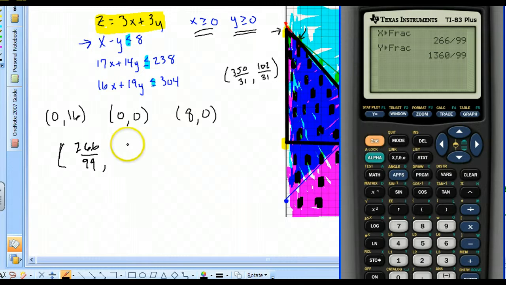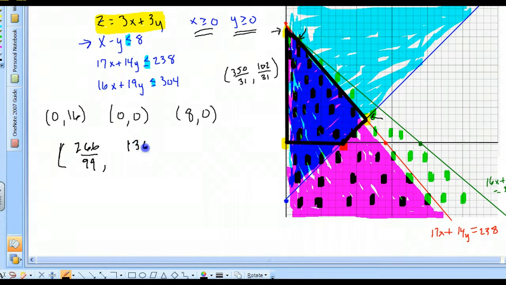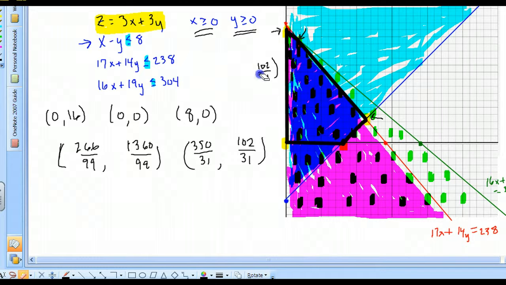1360 over 99. I'm going to write this one down here just to have them all big enough for me to see them. So these are, again, the 5 points that we need to check. They're the 1, 2, 3, 4, 5 points that are on these bounds. Now, one of them is going to make this thing biggest that it can possibly be. So just start plugging them in.